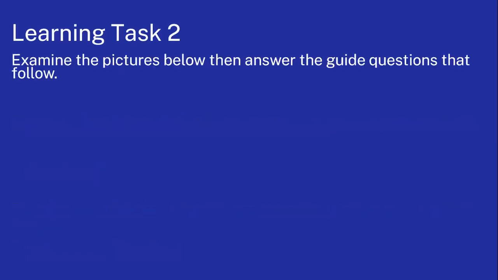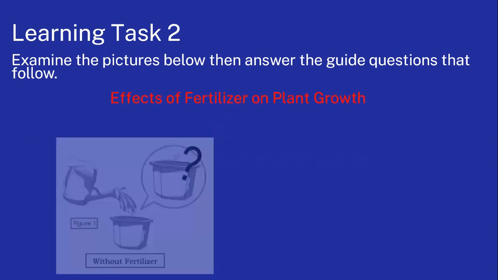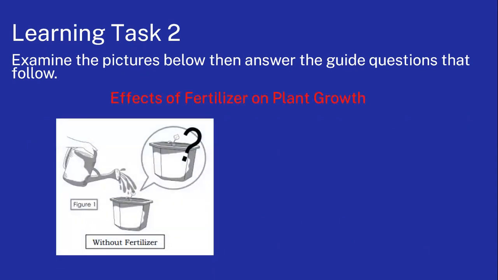For learning task number 2, you may do this as an exercise. Examine the pictures below, then answer the guide questions that follow. I have here two pictures which will show you the effects of fertilizer on plant growth. The first picture, figure 1, is a plant which needs water only. It has no fertilizer. What do you think will happen to the plant if it will just have water and no fertilizer at all?